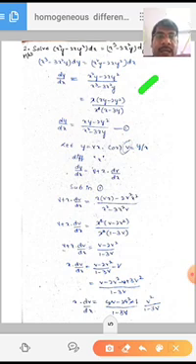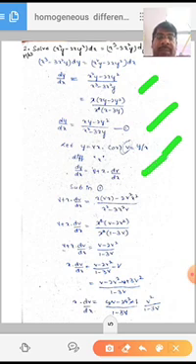Here in the numerator, x is common, and in the denominator, x square is common. We simplify it and get this result. We have to substitute y is equal to vx, or v is equal to y by x. Differentiating with respect to x, dy by dx is equal to v plus x dv by dx. Substitute in equation 1.